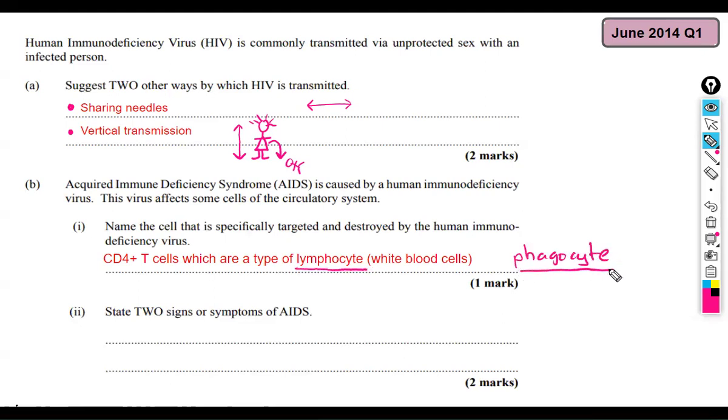I just want to test your memory. Which one eats the invader? Like let me say that your body gets infected with the HIV virus. Which one will try to physically eat the HIV virus? Is it the lymphocyte or is it the phagocyte? Which one tries to physically eat the virus?